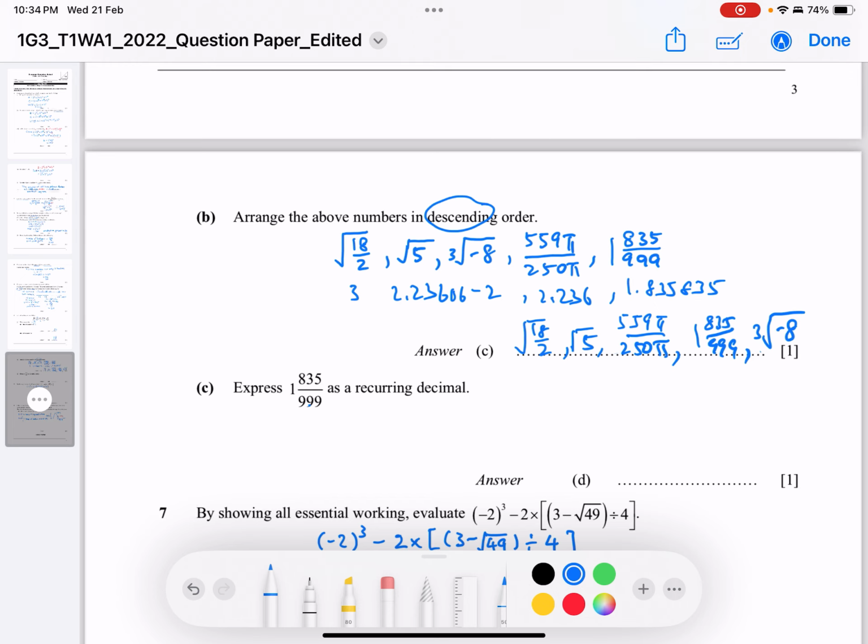Now, we are to express 1 and 835 over 999. 999 will cause 835 to repeat. Therefore, 835 is the recurring part. So we have 1.835835, which we write as 1.835 with the dot on 8 and 5. Maximum is only 2 dots. So this will mean that 835 is repeating.